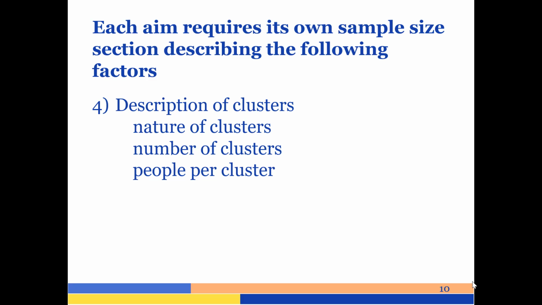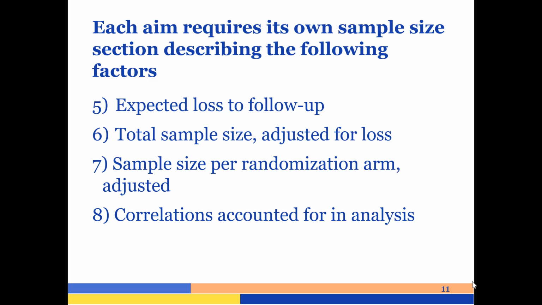If we have any clustering, we need to talk about the nature of the clusters, the number of clusters, and the number of people in each cluster. We also need to discuss the overall sample size for each section, including expected loss to follow-up, sample size adjusted for loss, adjusted size for each randomization arm, and correlations that are accounted for.